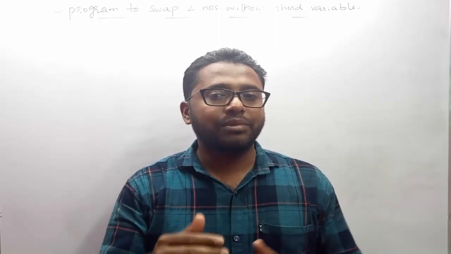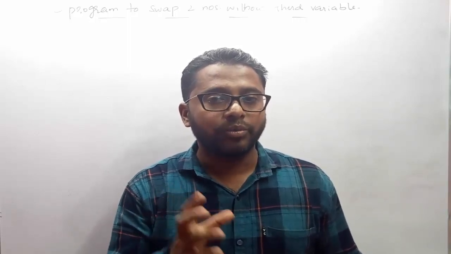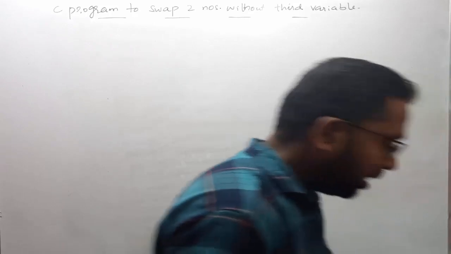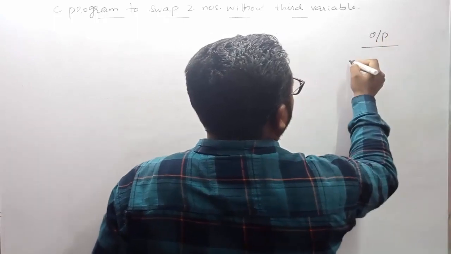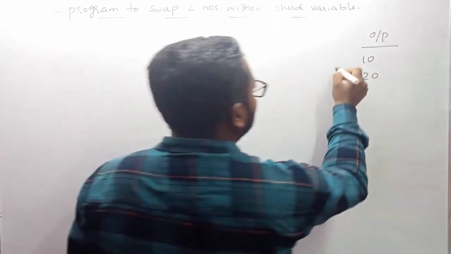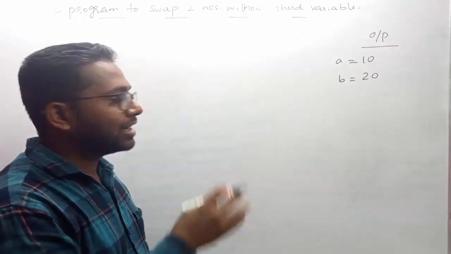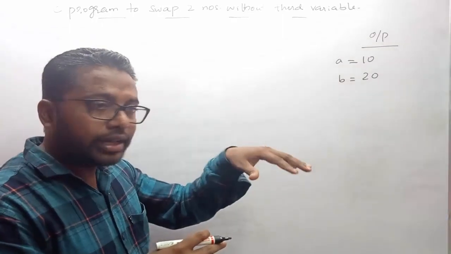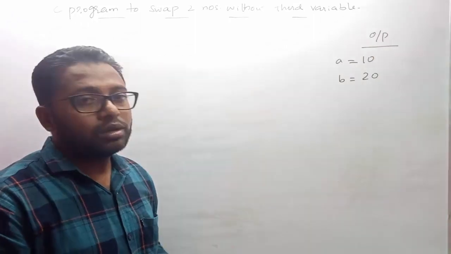So if you want to swap the values of two variables without using a third variable, there is a technique which you need to follow. That I will discuss in this video. When this program gets executed, the program is going to ask you two numbers. Then the user will enter 10 and 20. The first number I will store inside A and the second number I will store inside B. Now 10 gets stored inside A and 20 gets stored inside B. Now I want A to store 20 and B to store 10. That is, I want to swap the values of these two variables.